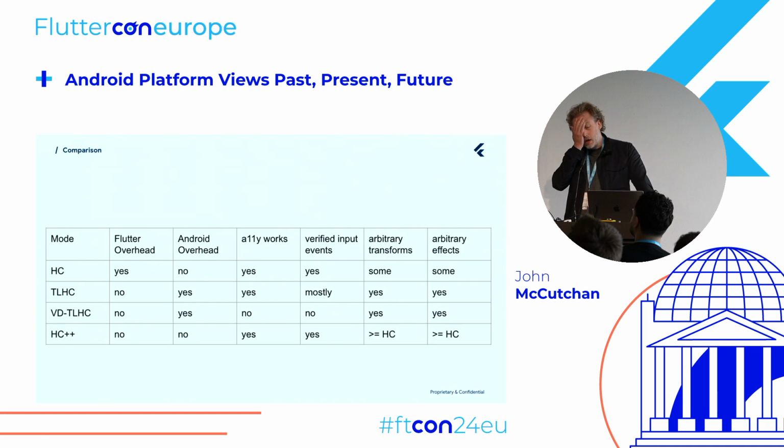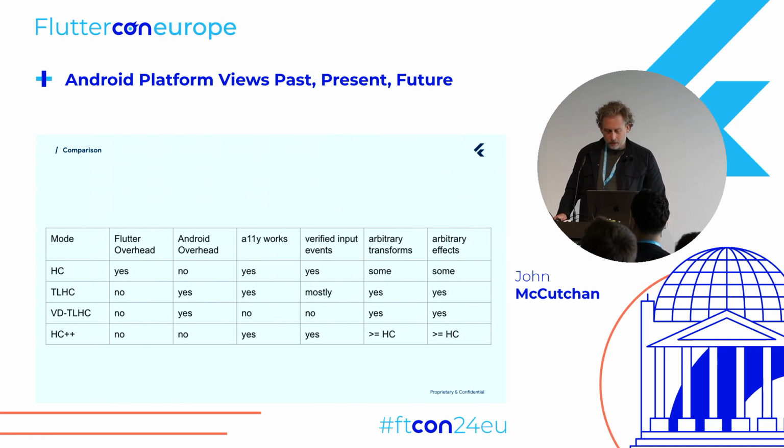So, just giving a rough comparison here of the different modes and the issues that we face. Hybrid composition mode has overhead for Flutter content. It doesn't have overhead for Android content. Accessibility works, verified input events work. It's pretty good, except that Flutter overhead is heavy. TLHC, there's no Flutter overhead. There's some Android overhead as we're jumping across threads and getting the view content into a texture. Because in TLHC mode, the view is actually in the view hierarchy where it would be. Things like accessibility work and mostly verified input events work depending on the transformation applied.